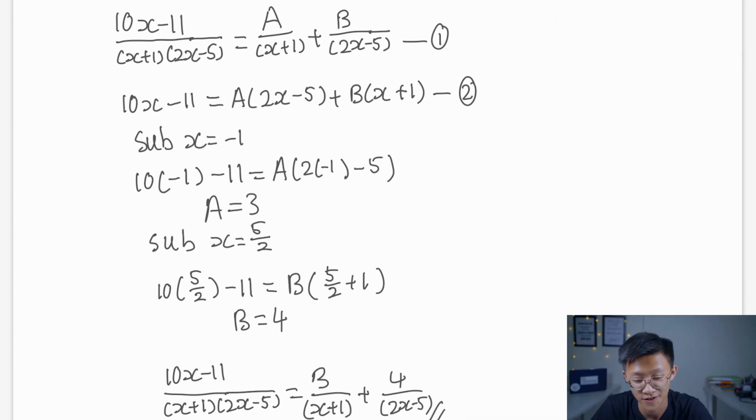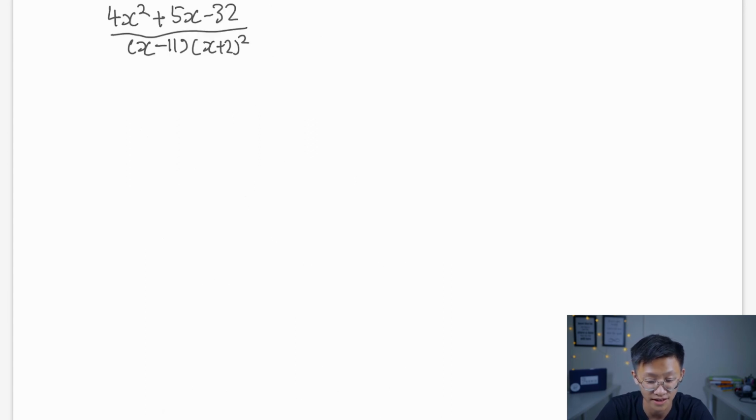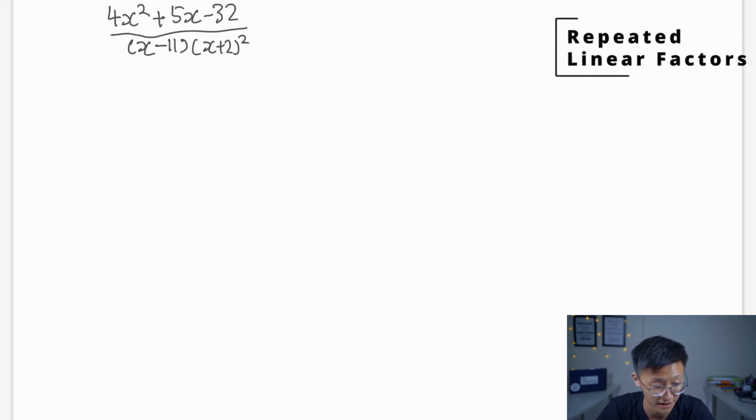So now, we have looked at case 1 with distinct linear factors. We will now look at case 2 with repeated linear factors. We can see that there is a square on x plus 2. Thus, it is a repeated linear factor. So let us express it as partial fractions and label them as equation 1.